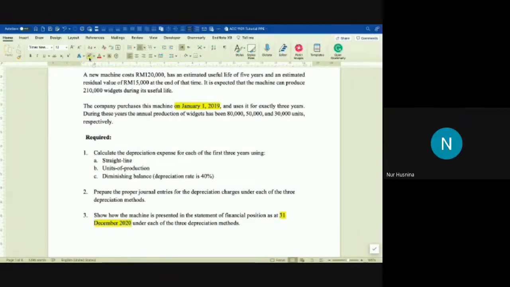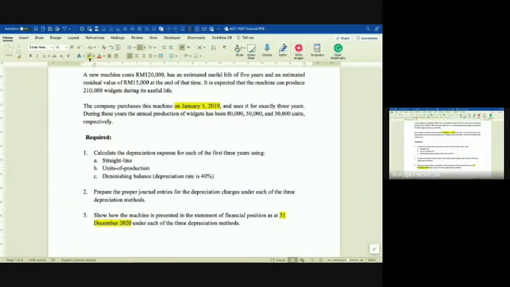1 year or 2 years? 2 years. 2 years, because you have January 1st, 2019, so you have until December, so that is 1 year. And then you want December 2020. So 2 years of accumulation. So you have to show me the book value later.